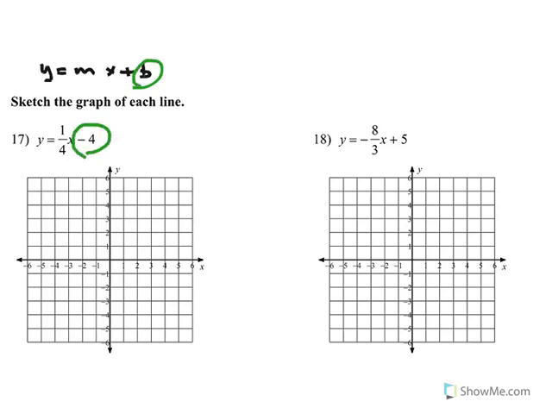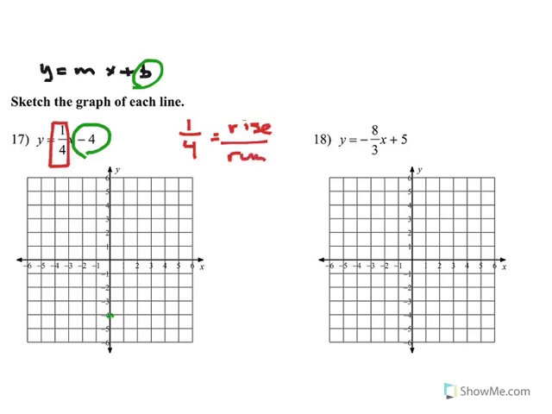Here is the y-intercept. It's not just 4. Pay attention to the sign. It is a negative 4. So I'm going to begin by placing a point right there on the y-axis at that number, negative 4. From there, I can use the slope, the rise over the run, 1/4. That represents our rise over our run.